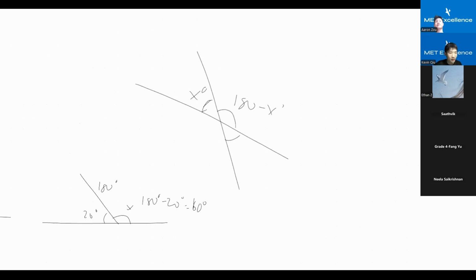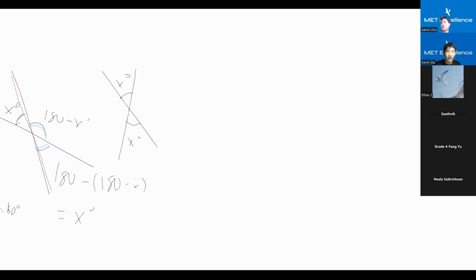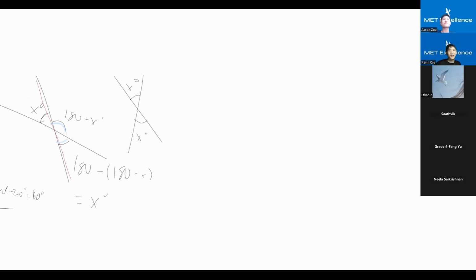And then looking at this straight line, we know that this angle and this angle have to add up to 180 degrees as well. So then this angle would be 180 minus 180 minus x, and that is x degrees. So for any two lines, these two angles are always the same. This property is called the vertical angles. You shouldn't really need the name, but it's always good to know.